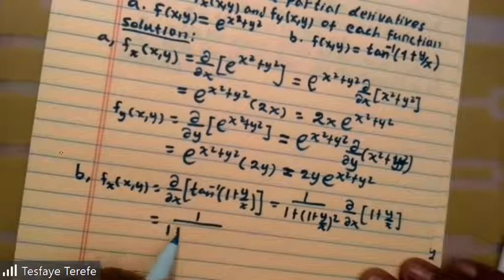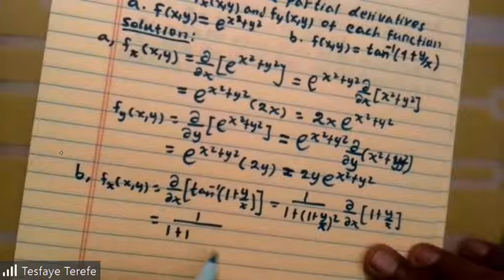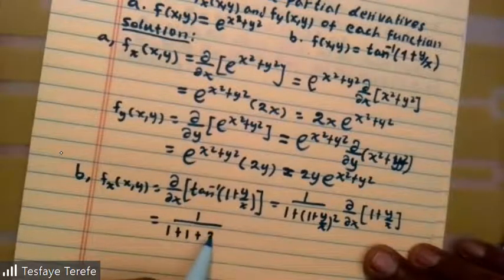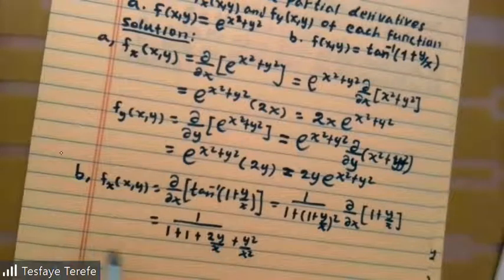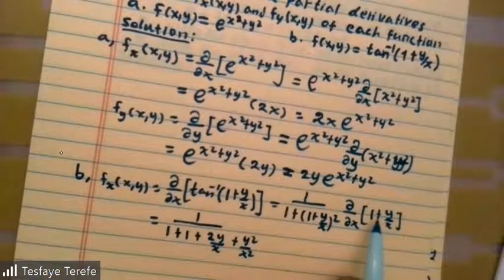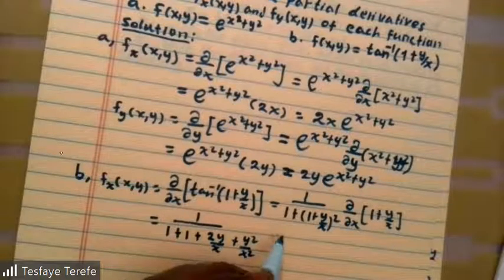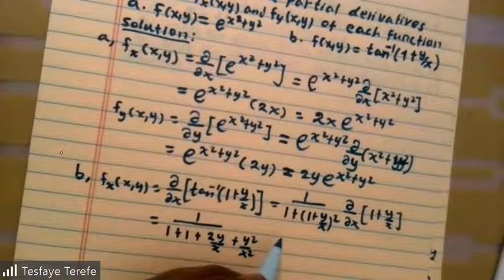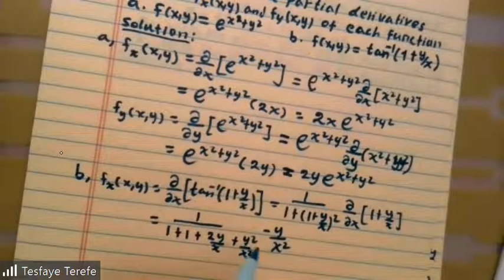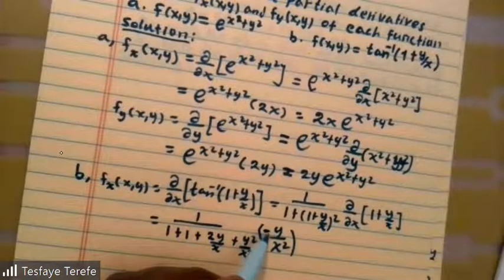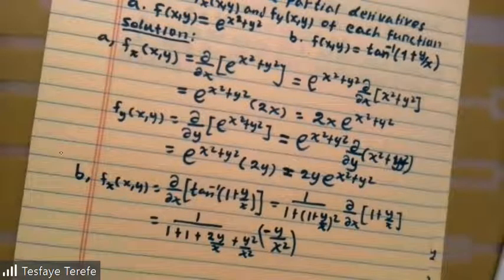This is 1 plus 1 plus 2y over x plus y squared over x squared, and that is what I have when I expand this, multiplied by the derivative of the argument with respect to x. The derivative of 1 is 0, and this is going to be simply negative y over x squared. Is it clear how I come up with this? Yes or no?